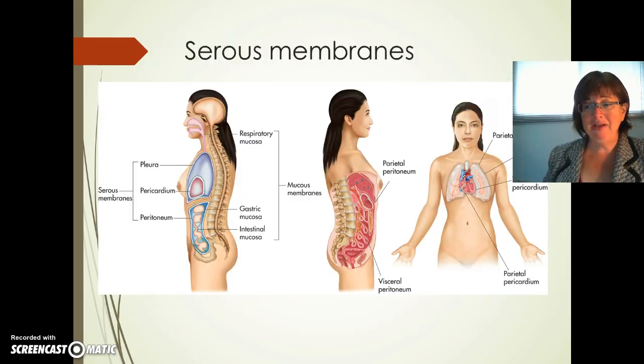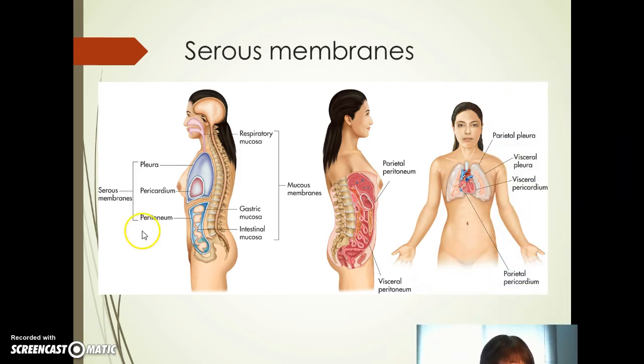Okay. When we look at serous membranes, they cover things. So you've got your pleural, which covers your lungs, your peritoneal, which covers your gut, your pericardium, which goes around your heart. Then you've also got your parietal peritoneal, which goes towards the outside of your body, and visceral peritoneal, which covers your gut.